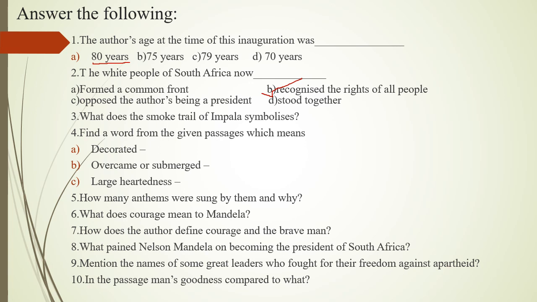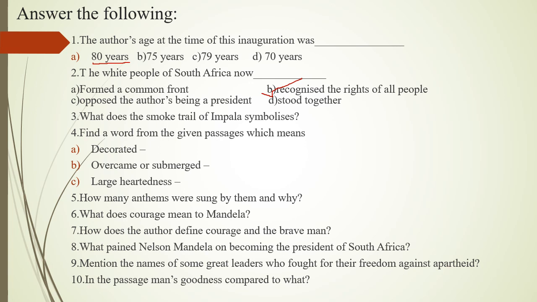Question number 5. How many anthems were sung by them and why? Two anthems. One is by whites and another one is by blacks. Whites sang Nkosi Sikelel' iAfrika and blacks sang the other anthem because they are of two communities, two racial divisions were there. So they made two anthems to sing on that day. One is the old republic one and the other is the new one.